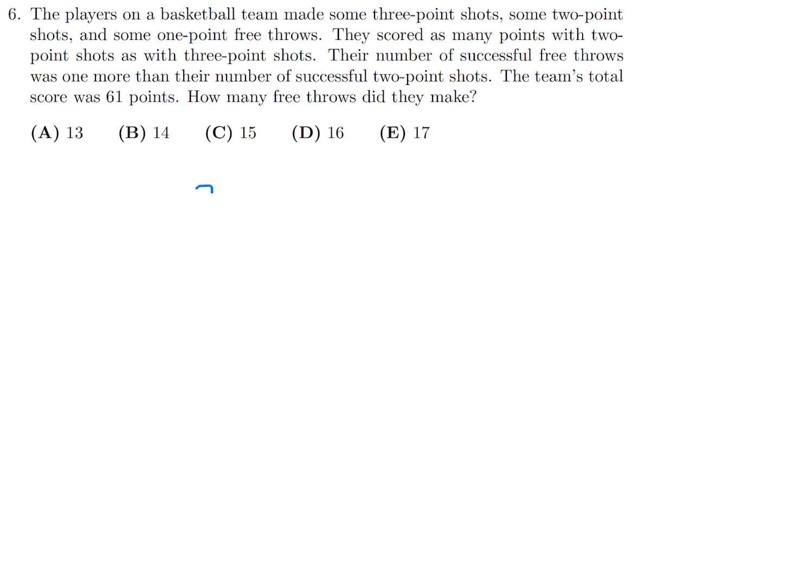All right, so we got 3-point shots, 2-point shots, and 1-point free throws. So I'll call it A, B, and C in terms of the number. So they first tell you that the number of points that you score with 3-pointers is the same as the number of points with 2-point shots. So that means 3A is equal to 2B. They also tell you that the number of successful free throws was 1 more than the number of successful 2-point shots. So that means C is equal to B plus 1.